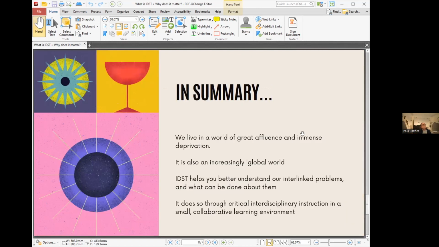Okay, so let me sum up. I've spoken a little bit too long, so I'm going to sum up right now. We live in a world of incredible affluence and deprivation. Inequality is a defining feature of our world. It's also a global world, a smaller world. And so IDS gives you a better sense to understand how this all hangs together, how many of our problems are fundamentally interlinked. It does so through a critical interdisciplinary program in a small collaborative learning environment.